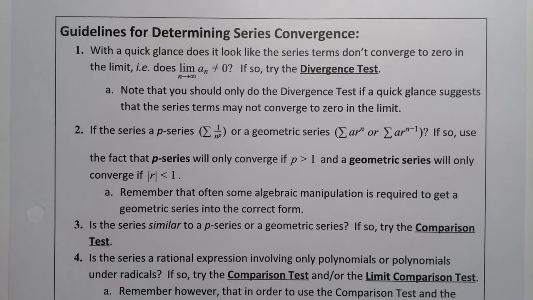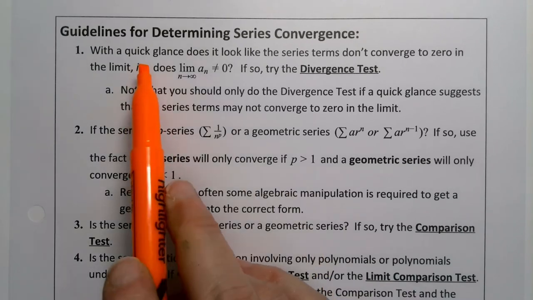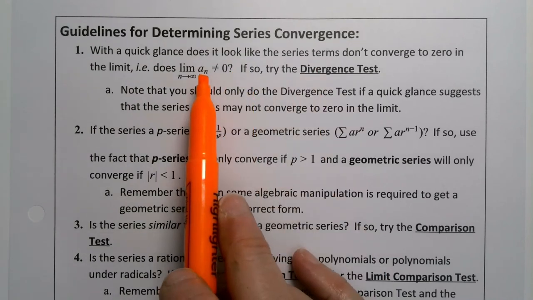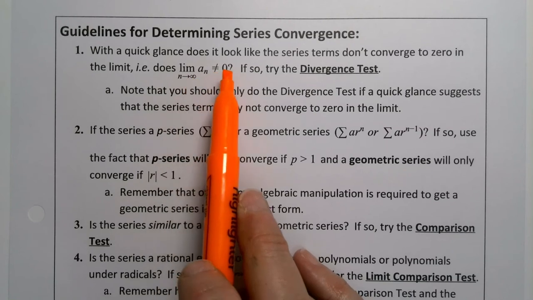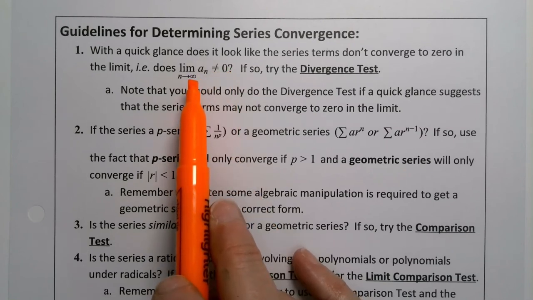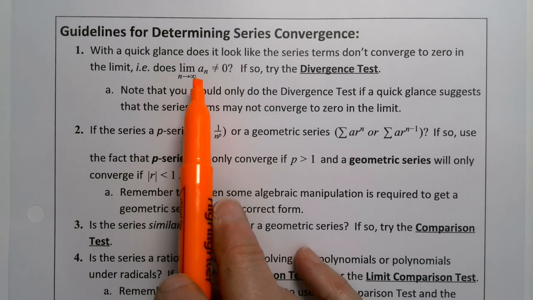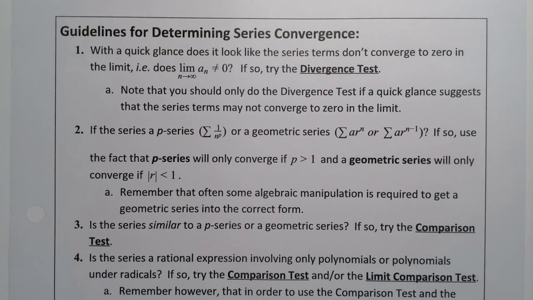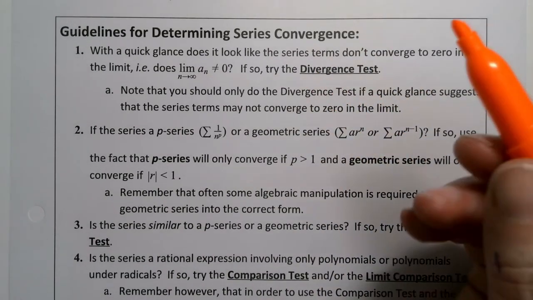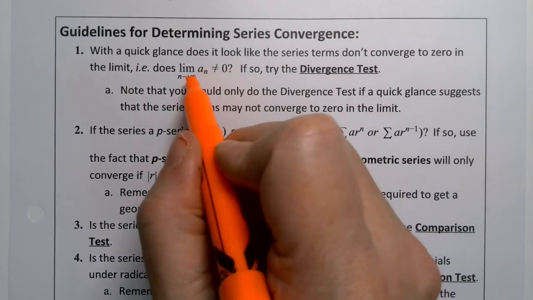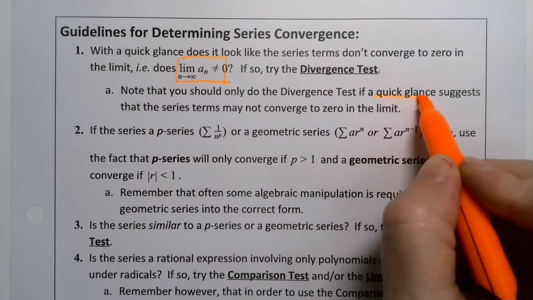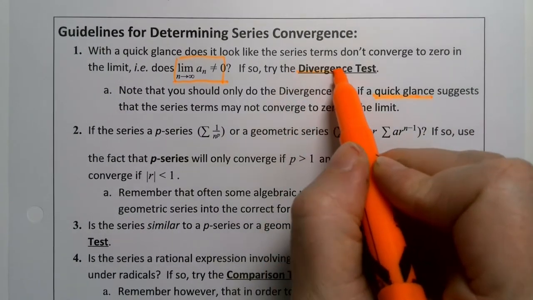Now, first and foremost, and I cannot tell you how many times students forget this, always, always look the series over and see, do you think that sequence term, a sub n, will go to 0 as n goes to infinity? If it doesn't look like it's going to, then try the divergence test. It's not something you want to check all the time, but you want to give it a quick glance and see if it looks like this is going to happen. Just look it over. Then try the divergence test.